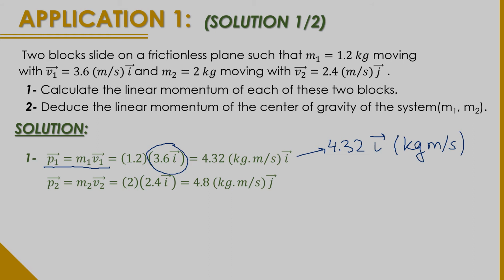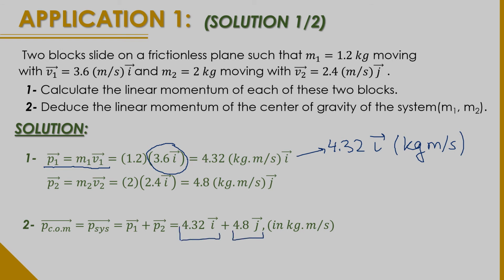That's it. Now, in part 2, deduce the linear momentum of the center of gravity, and this is a direct application of the idea that the linear momentum of the center of mass is the linear momentum of the system, which is nothing but P1 plus P2. So we add these together, but since we have two independent vectors, one along i and one along j, we have to stop here. Now, would anyone like to continue and find the magnitude and direction? Feel free to do it, but this is more than enough as a vector. You all know that vectors can be represented as x and y components, right?